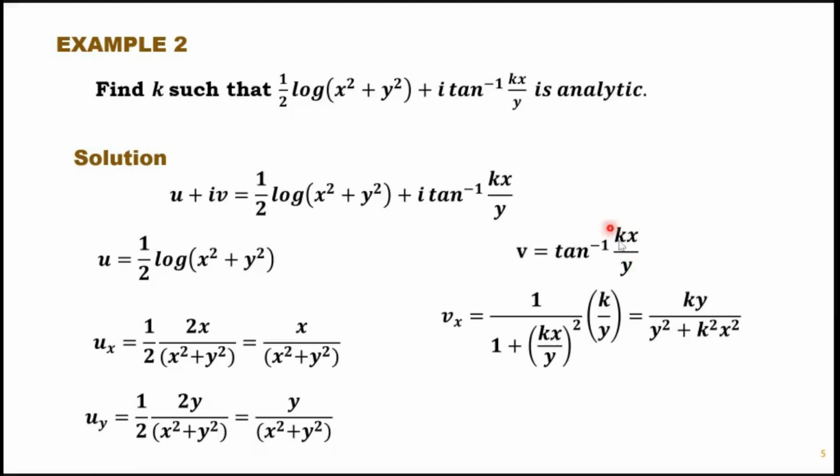We have to differentiate kx by y with respect to x, so k and y are both constants, only x is a variable, so the derivative of x is 1, giving k by y. Now take the LCM, it is k square x square upon y square, so I will get y square plus k square x square, and this y square will go to the numerator. So this y square and y will get cancelled. You will have only one y in the numerator. Is it okay, vx function?